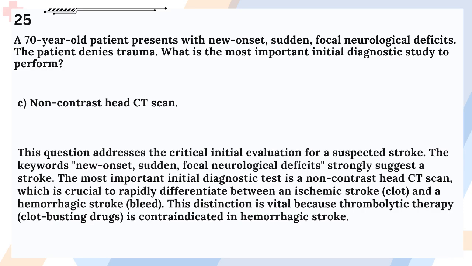Answer: C. Non-contrast head CT scan. This question addresses the critical initial evaluation for a suspected stroke. The keywords new-onset, sudden, focal neurological deficits strongly suggest a stroke. The most important initial diagnostic test is a non-contrast head CT scan, which is crucial to rapidly differentiate between an ischemic stroke, clot, and a hemorrhagic stroke, bleed. This distinction is vital because thrombolytic therapy, clot-busting drugs, is contraindicated in hemorrhagic stroke.